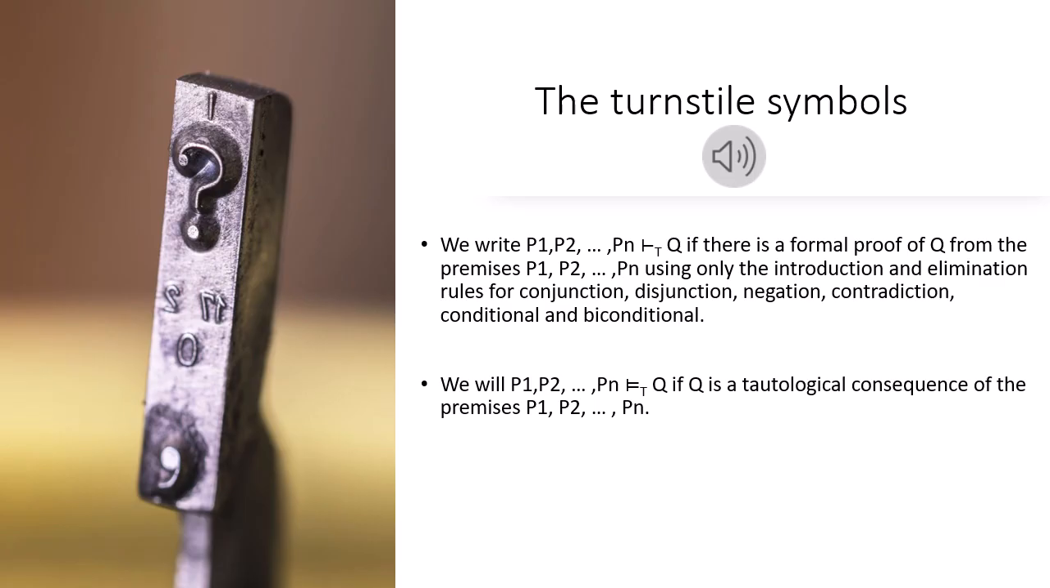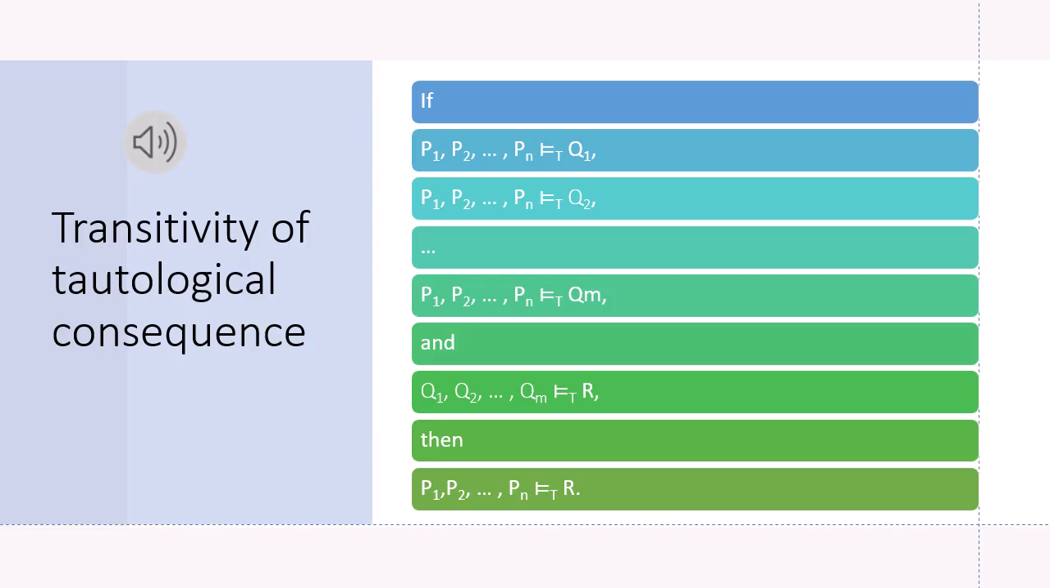Now, keep in mind, the first definition up there is using information about the syntax of the system, and the second bullet is using information about the semantics, or just the truth tables. So now that we've introduced these two turnstile symbols, let's go through a couple of results that we'll need later on in our proofs.